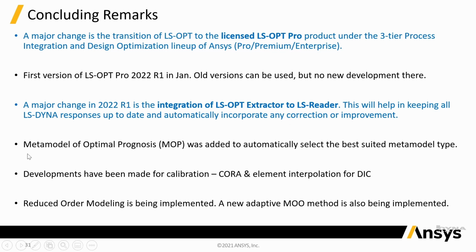In 2022 R1, metamodel of optimal prognosis has been added, which allows for LS-OPT to select the best metamodel automatically, so that the user doesn't have to choose which metamodel to use. Some interface enhancements have also been added. For instance, the Cora interface has been added.